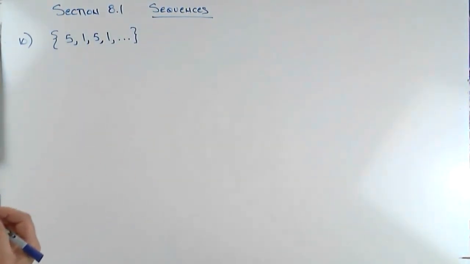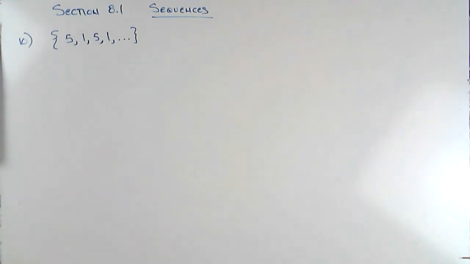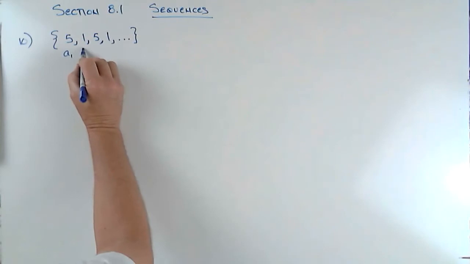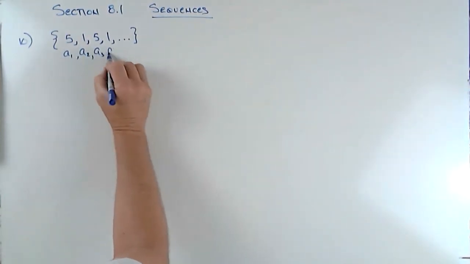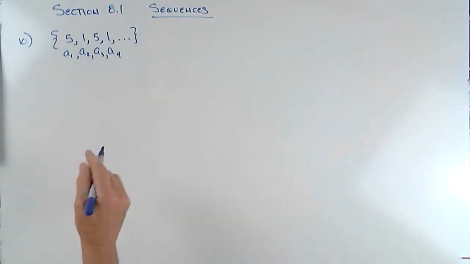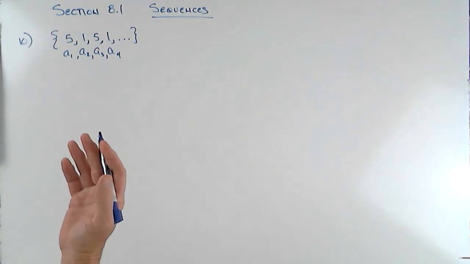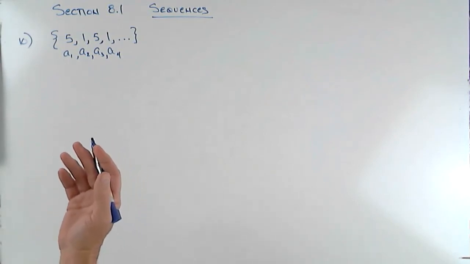So we have a sequence whose terms are 5, 1, 5, 1, 5, 1, and we have to come up with a general term. Now remember, this is a sub 1, and this is a sub 2, and this is a sub 3, and this is a sub 4. In other words, when we plug in a 1 and a 3, we want a 5. But when we plug in a 2 and a 4, we want a 1.